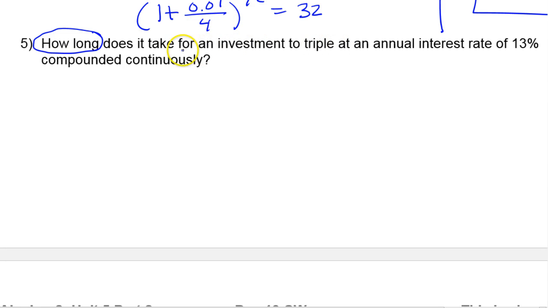So here I go. How long does it take for an investment to triple? Listen to this very carefully because this is a little strange for your brains to understand. I didn't give you the initial amount. I just said how long does it take to triple. So here's a little trick that you can use. Make up a number. It doesn't matter what the initial amount is. It'll take the same amount of time for any amount of money to triple.